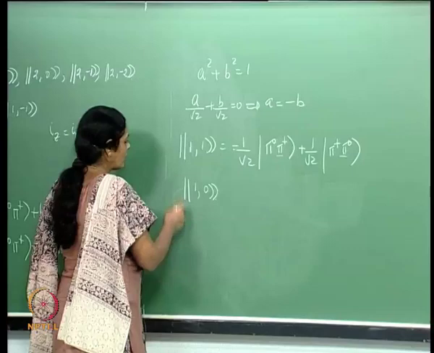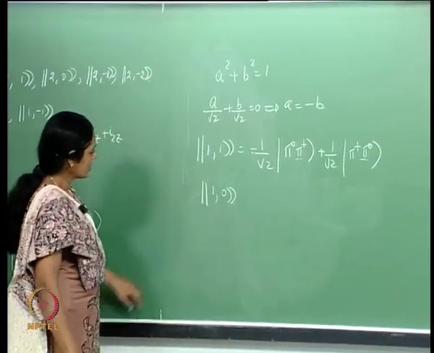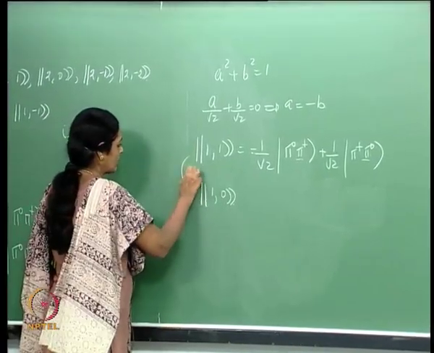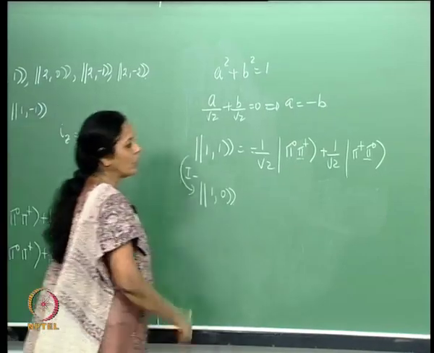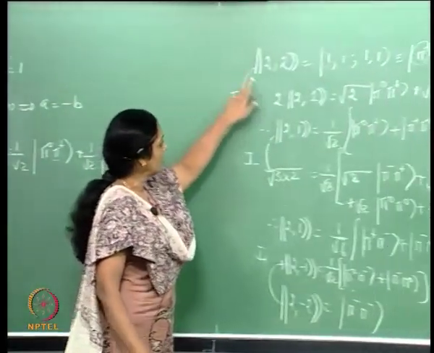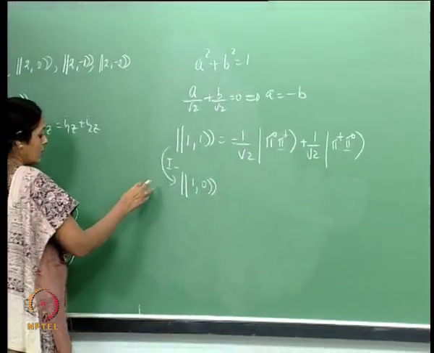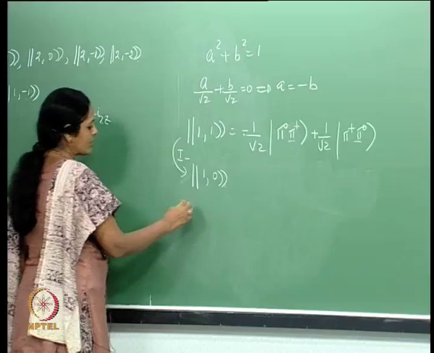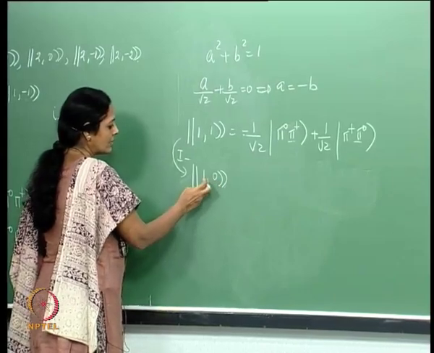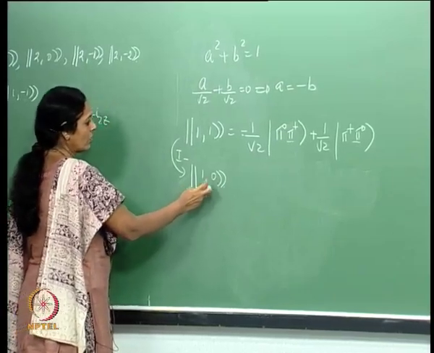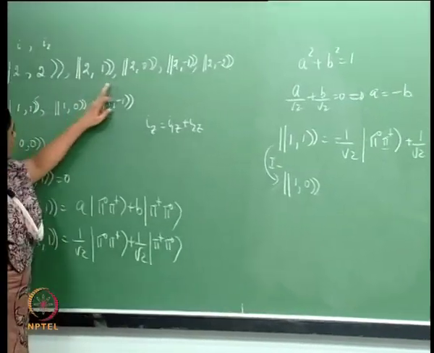Now, if you look at 1 comma 0, there are two ways of getting this. I could have used an I minus on this, done it the way I got 2 comma 1 from 2 comma 2. Another way of doing this is by realizing that 1 comma 0 is orthogonal to 2 comma 0.